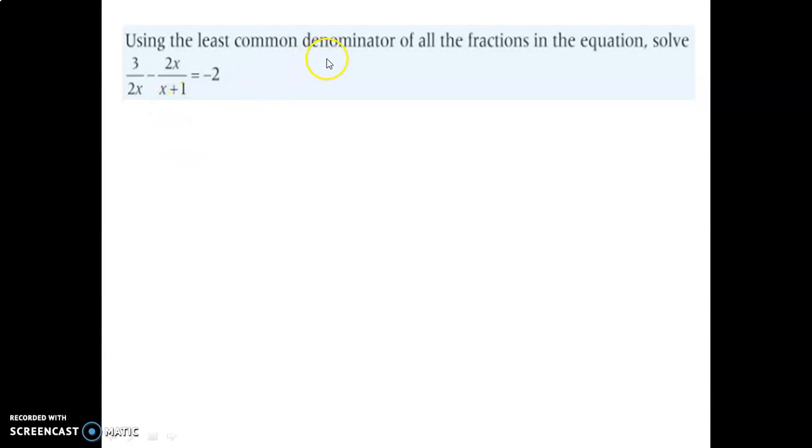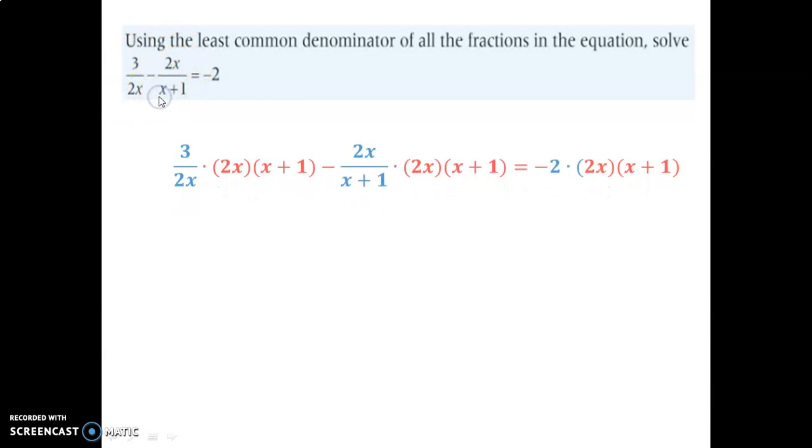Okay, it says use the least common denominator. That's kind of a hint at how to progress here. One easy way to solve equations is to get rid of all the fractions, right? To get rid of the denominators. So to get rid of this denominator, we can multiply by 2 over x. To get rid of this one, we can multiply by x plus 1. So if we want to get rid of both of those at once, we can multiply this entire side of the equation by both of these. So we can begin by doing this.